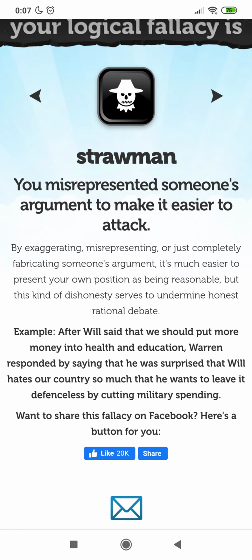Example: after Will said that we should put more money into health and education, Warren responded by saying that he was surprised that Will hates our country so much that he wants to leave it defenseless by cutting military spending.